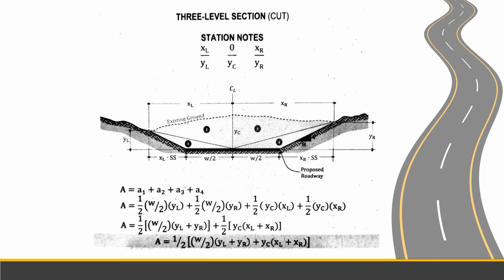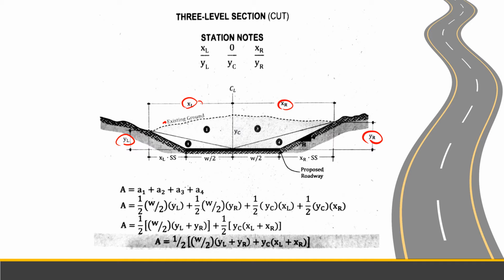So this is a 3-level section. It is a cut, since this is the existing ground. This is the cross-section to be cut. So at stations, XL, YL, 0, YC, XR, YR. XL is the horizontal distance to the left and to the right, and the vertical distance to the left and to the right.